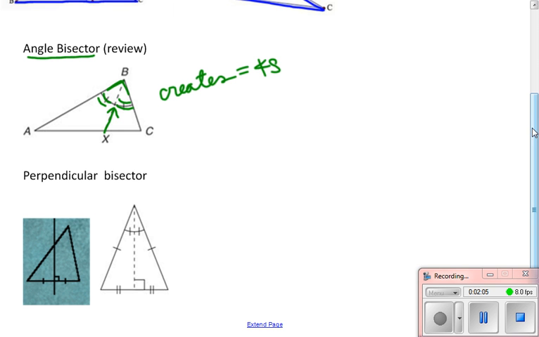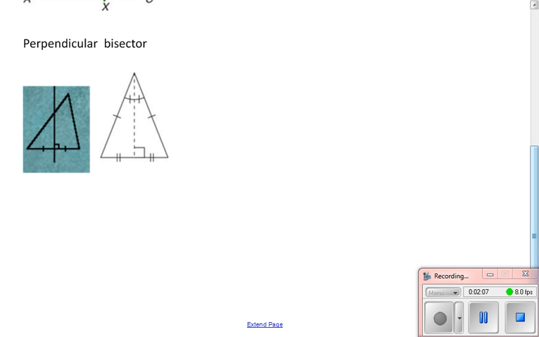Another segment that can occur is a perpendicular bisector. So perpendicular means 90 degrees, bisector, cut in half. Perpendicular bisectors can occur in a couple of different ways. This first example, the perpendicular bisector is cutting rather randomly through the picture, but we see that it is meeting at a right angle and cutting this base exactly in half. So here's our perpendicular and here is our bisecting.